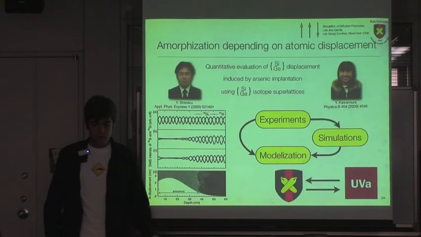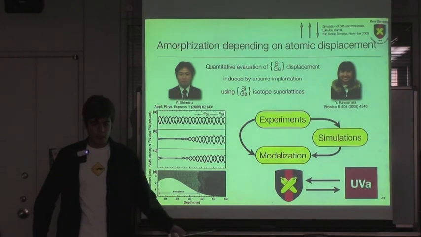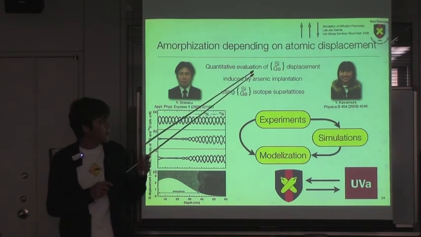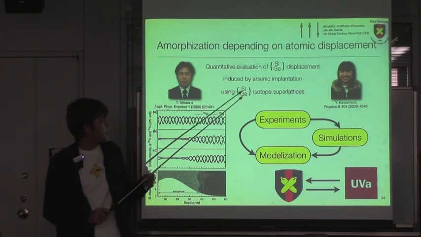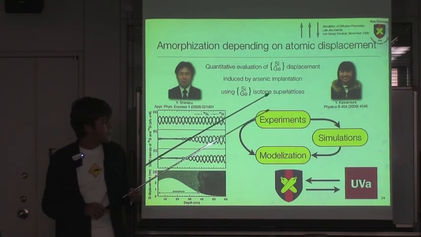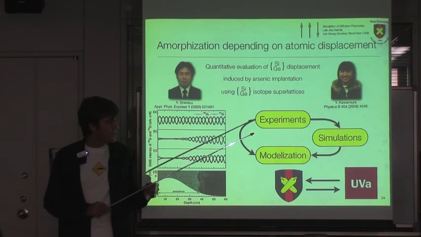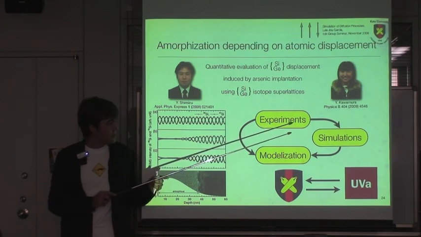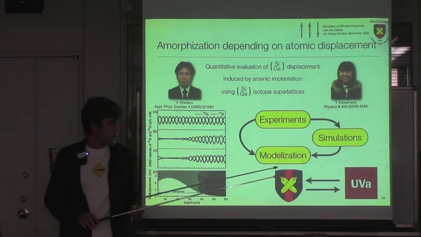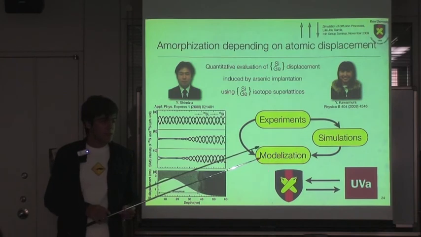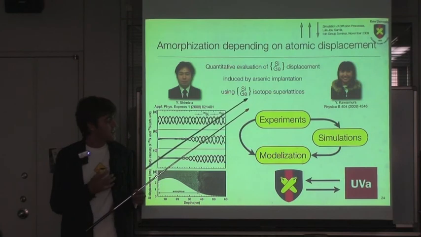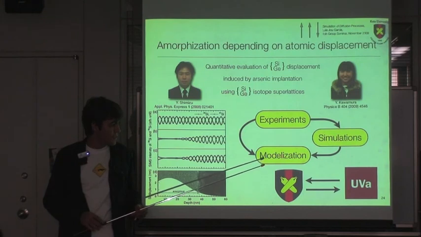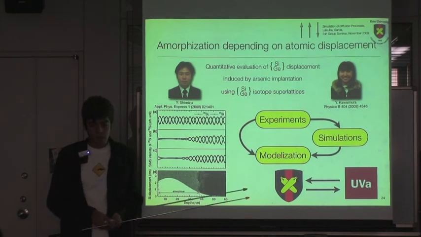Moreover, there are the results of the quantitative evaluation of the amorphization depending on displacement of atoms obtained by Shimizu-san and Kawamura-san. I want to take those experimental values, try to fit them with simulations, and get a model. So they stop being just a number, just an experimental result, and I can get the physical meaning of that effect.